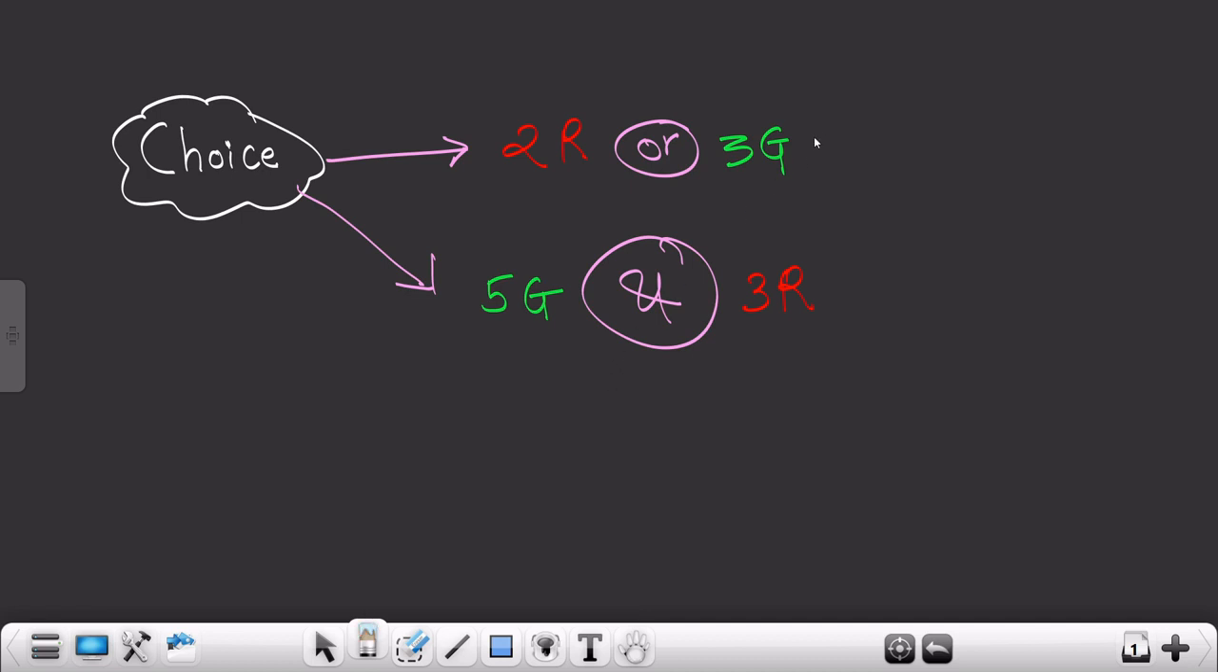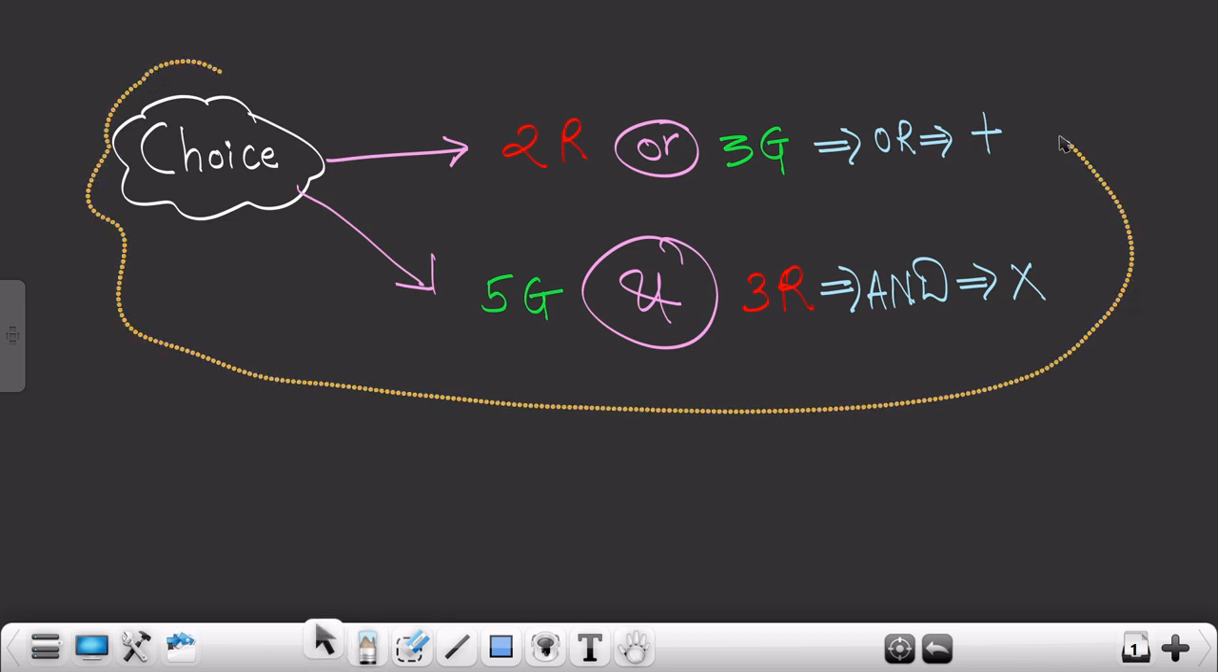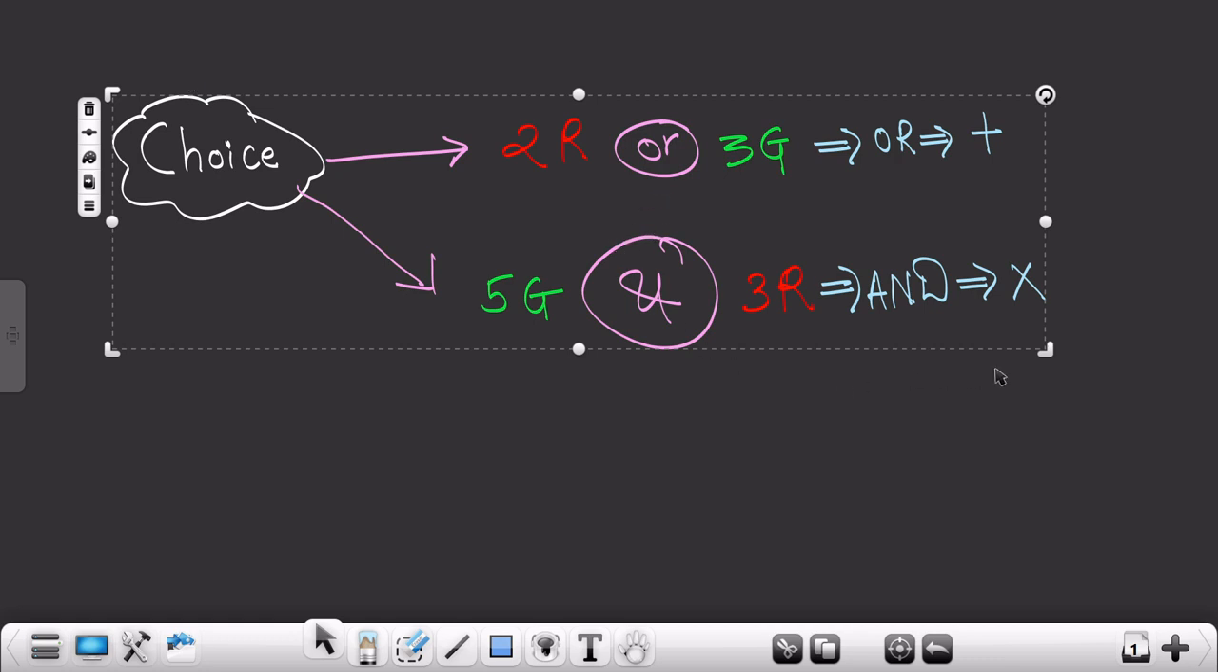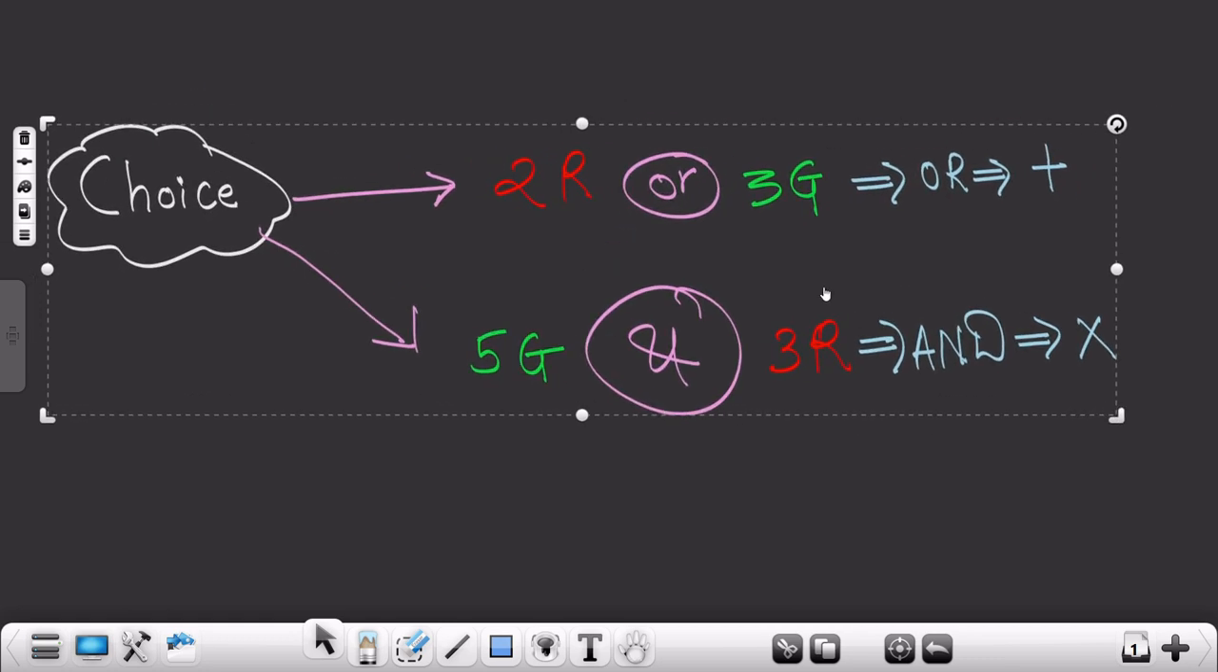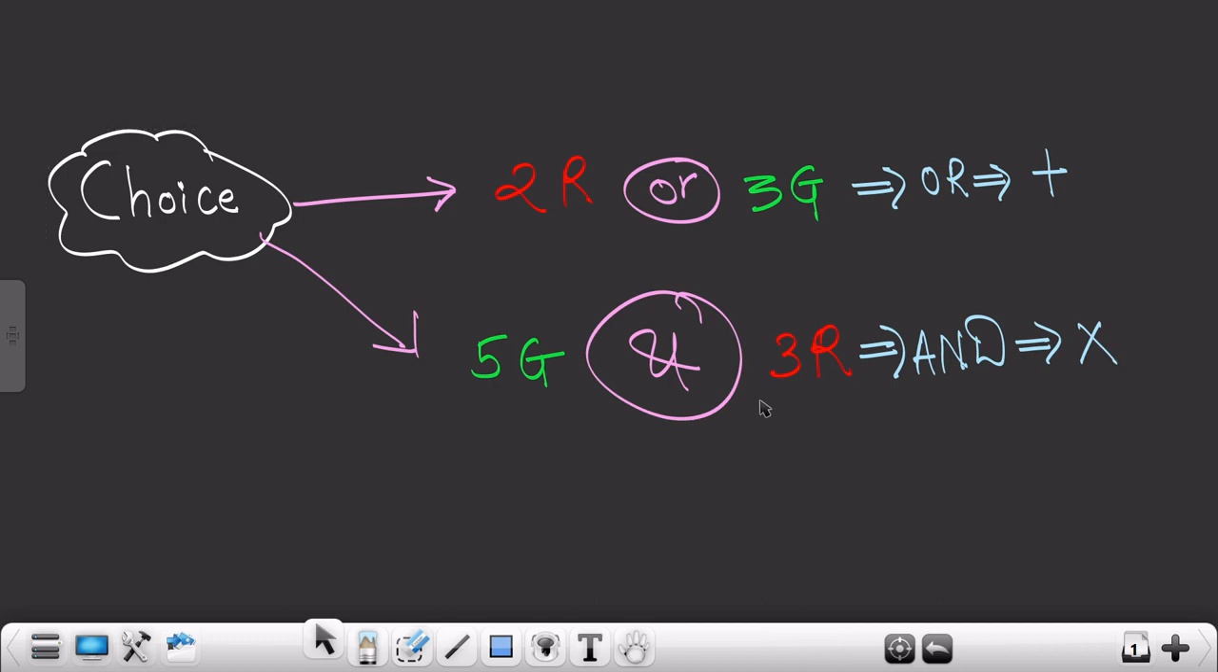Whenever you encounter this particular word or, that means you have to add. In mathematics you have to add. Just a second, let me write it properly. And whenever you encounter this word and, that means you have to do multiplication. So remember these two things, it is pretty important. These two terms, and and or, are very important as far as permutation, combination and probability are concerned.